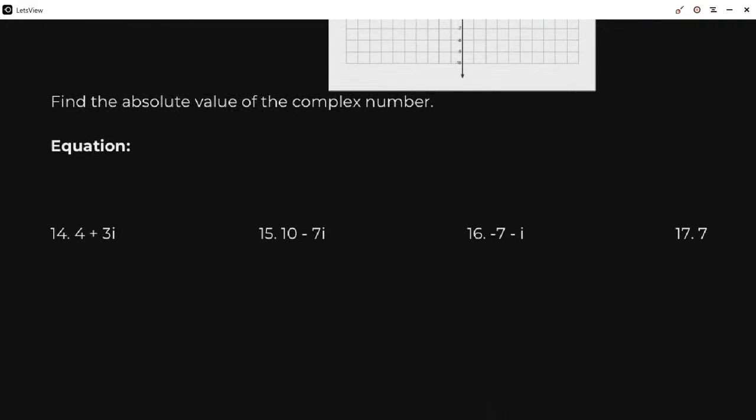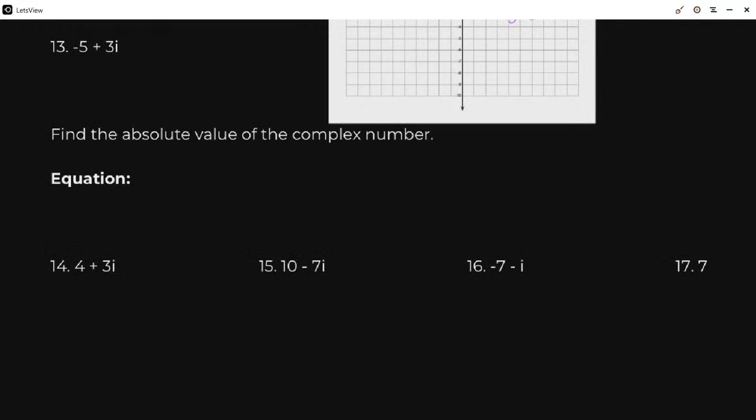Okay, then the last section is to find the absolute value of the complex number. So for this, the equation is absolute value of z, or whatever your complex number is, going to equal the square root of a squared plus b squared.